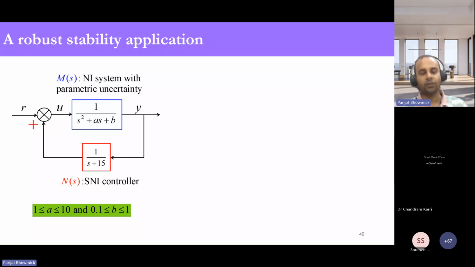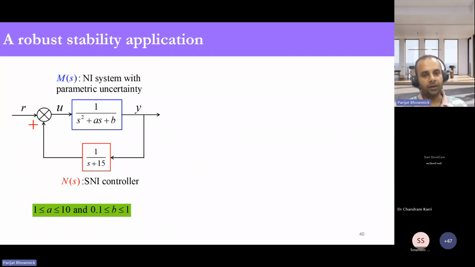Yes, in that case also the theory will remain applicable. How? Although the parameters vary in a range, we can theoretically prove that this structure 1/(s²+as+b) will remain NI for any positive variation of its parameters a and b.